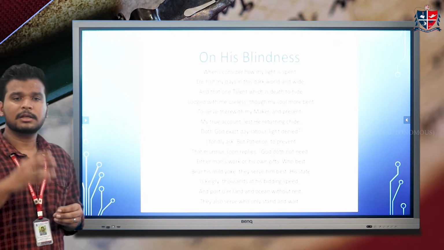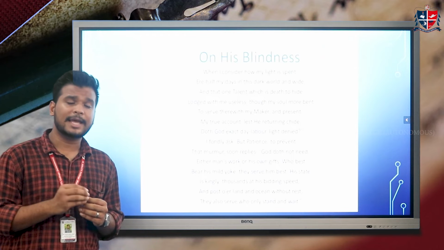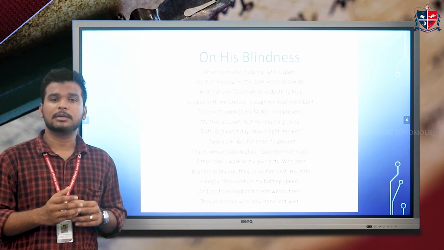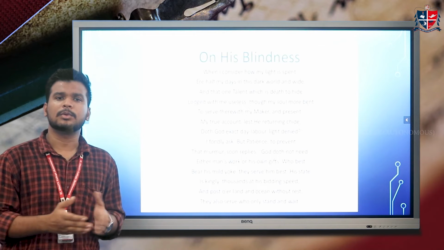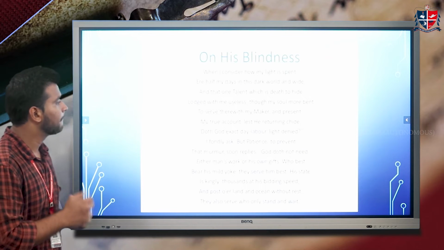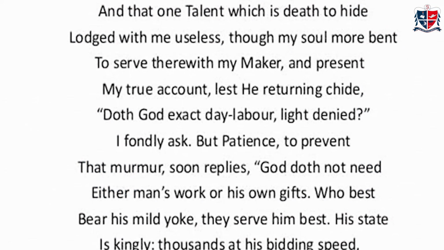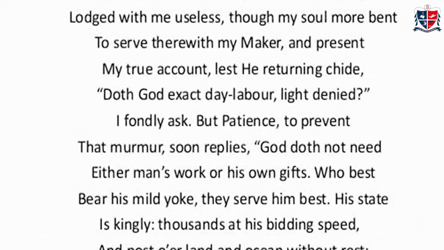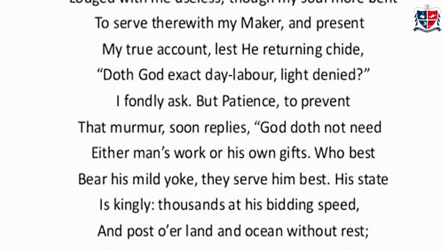So he feels that the talent that was given to him by God is being wasted, because now Milton doesn't know how to use this talent due to being blind. To serve therewith my Maker, and present my true account, lest he returning chide. Doth God exact day labor, light denied? I fondly ask, but patience, to prevent.